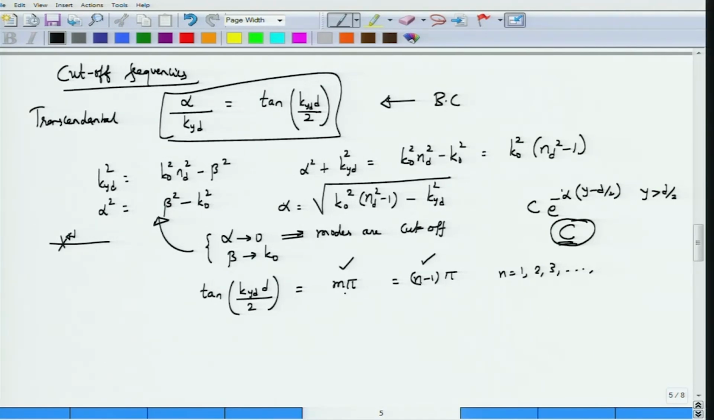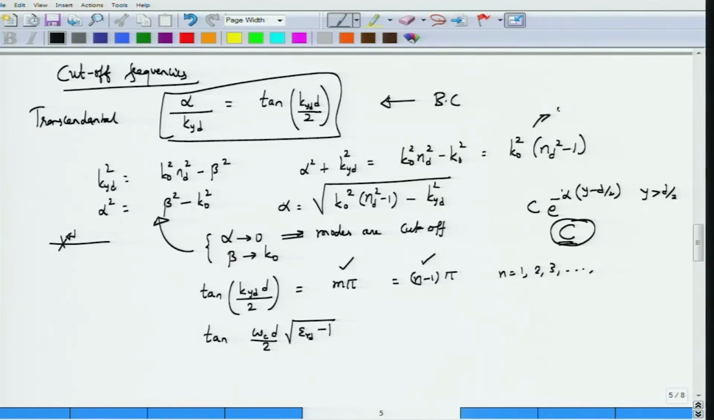But I know what kyd is. I can write down the condition at which this happens by writing this as omega c d by 2 square root of epsilon rd minus 1. Why minus 1? Because epsilon r of air is equal to 1, and epsilon rd under root is nothing but nd. Epsilon rd under root is nothing but nd square. So this is the condition where we would have this.